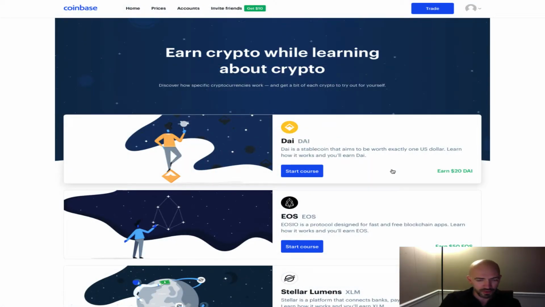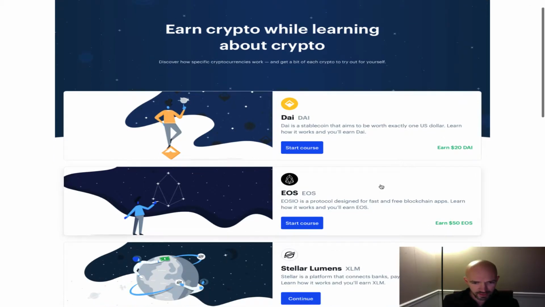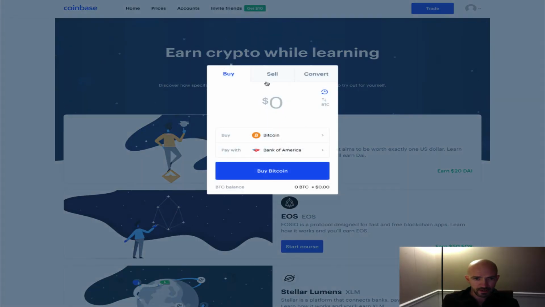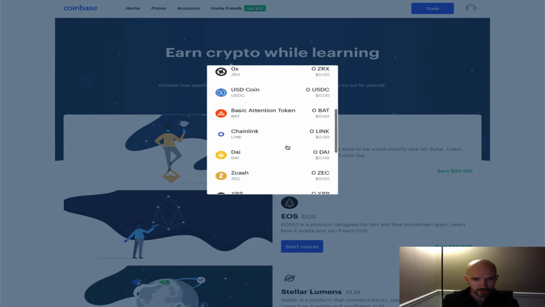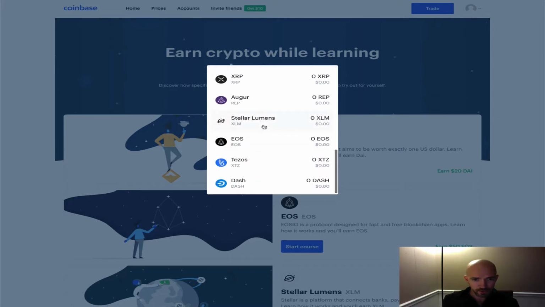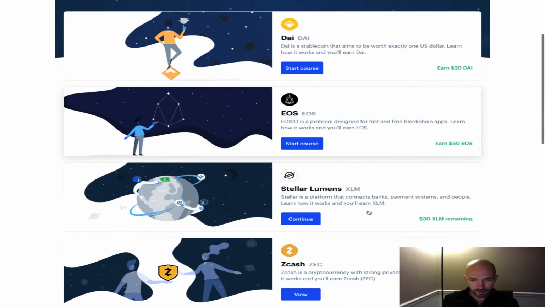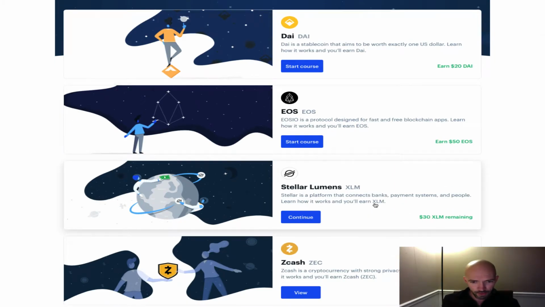Don't even mess with the rest of the website yet. This is the steps you're going to take. Then you're going to come down, Stellar Lumens, you're going to do a trade again. Boom, sell. You're going to go to Stellar Lumens and sell your, how much you got? You got $20? You got 30, you're going to have $40 worth of this.